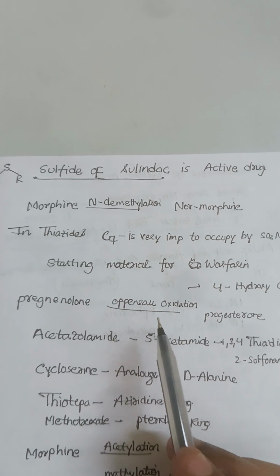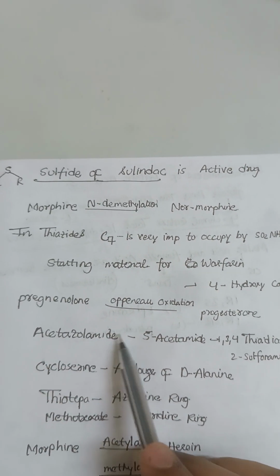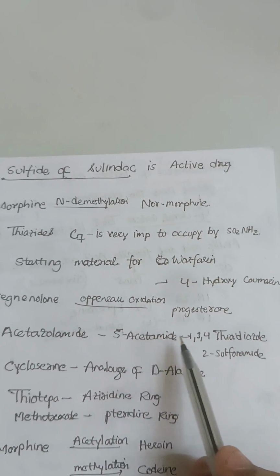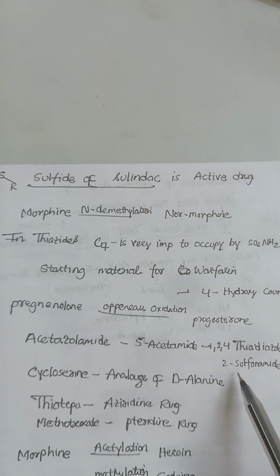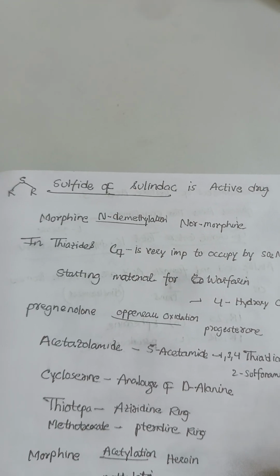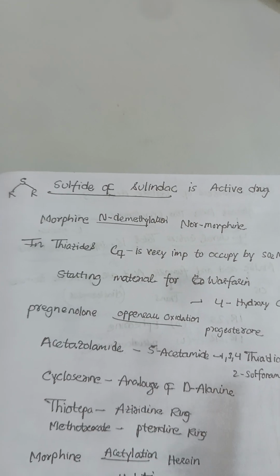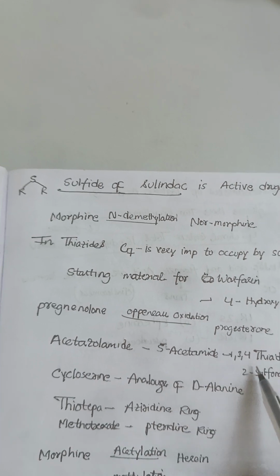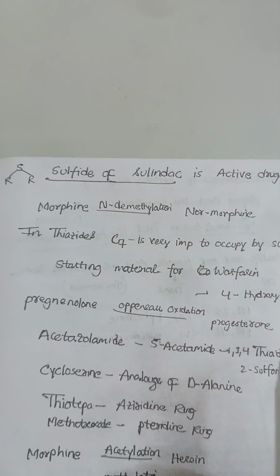Remember this. And ethoxzolamide, which is 6-ethoxy-benzothiazole-2-sulfonamide. Remember this. This is the IUPAC name of ethoxzolamide, very important.